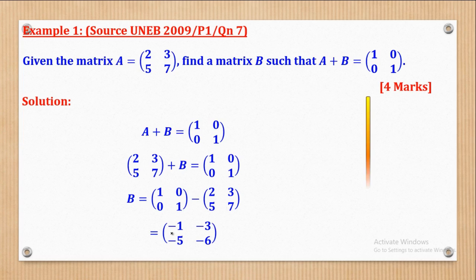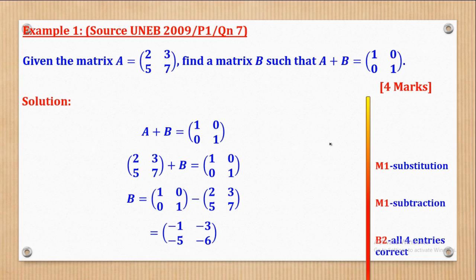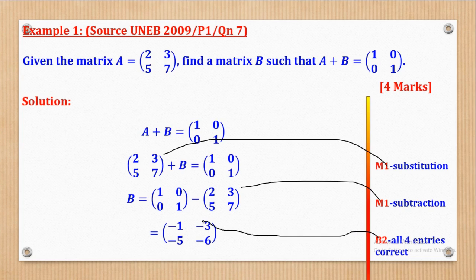So basically that's what they wanted, and now let's see how marks can be awarded. So M1 was for substituting for A, then another M1 was for this subtraction, and B1 will be for the first row, another B1 will be for the second row. So they all have to be correct. That's how the 4 marks could be awarded.